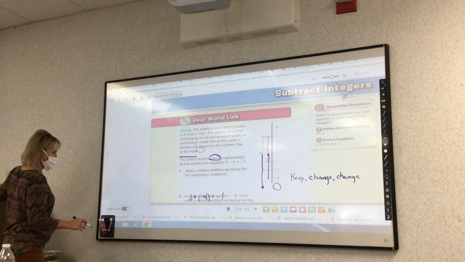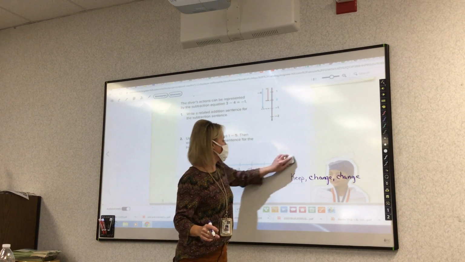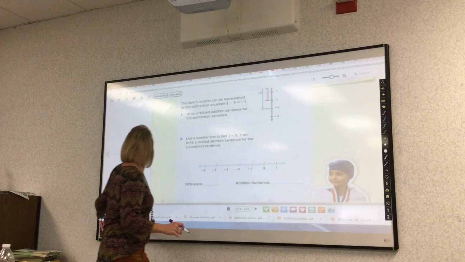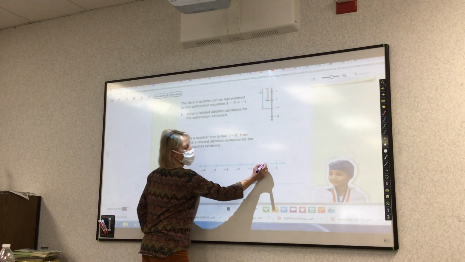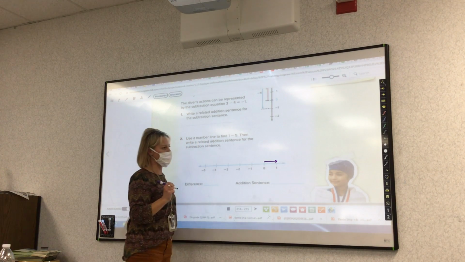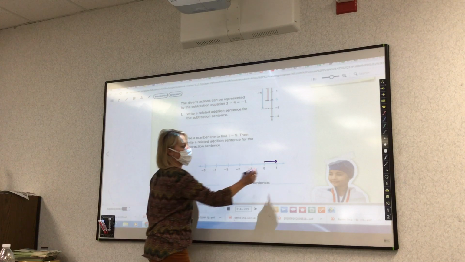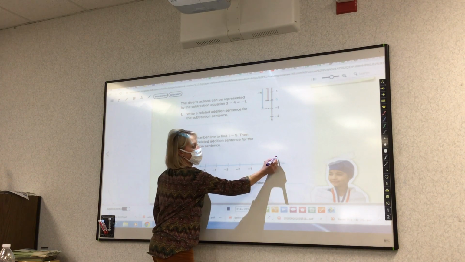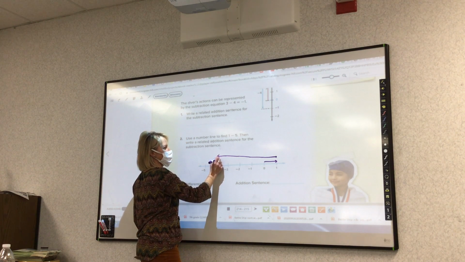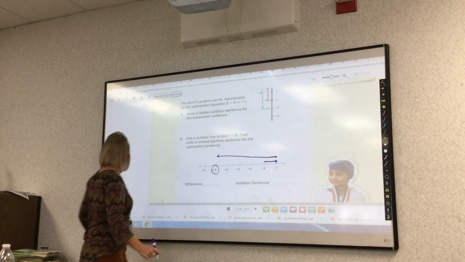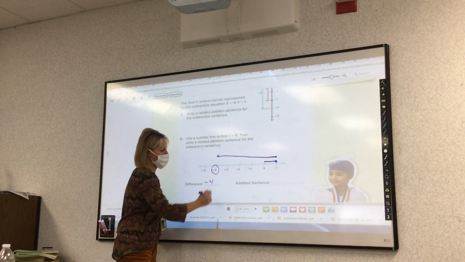Go ahead and look at number 2. It says to use a number line to find 1 minus 5. So I start at the 0 and I go up to what? 1. Draw that on your number line. From here I start at the 1 and I'm going to go backwards how many? 5. So 1, 2, 3, 4, 5. I'm stopping right there. Here is my answer. A -4. So it says the difference is a -4.